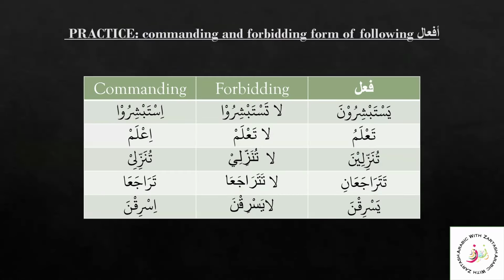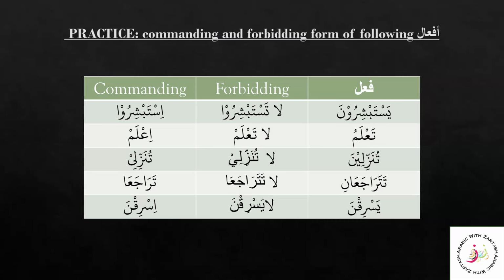So let's practice a few commanding and forbidding tenses. Our first word is Yastabshiruna. First of all, a quick recap for their families: what does Yastabshiruna mean? They receive good tidings. It is from, like Istaghfara Yastaghfiru, family 10: Istabshara, Yastabshiru, Istabshir. We have this command, and our ism fail is Mustabshir, Mustabshirun, and our ism maf'ul is Mustabshar, and the noun form is Istibshar or Istibsharun. You can say it like this: Istaghfara, Yastaghfiru, Istighfaran, fahuwa Mustaghfirun.